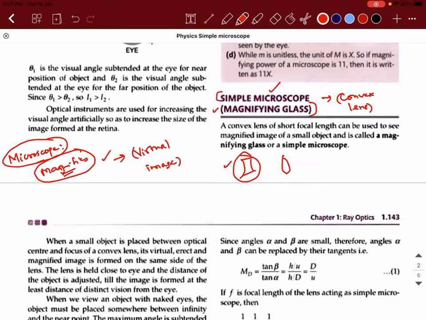But the question is, since it is forming a virtual image, which is the basic requirement of an optical instrument, can this be used for magnification? The answer is no, because a concave lens will always form a virtual image which is diminished.